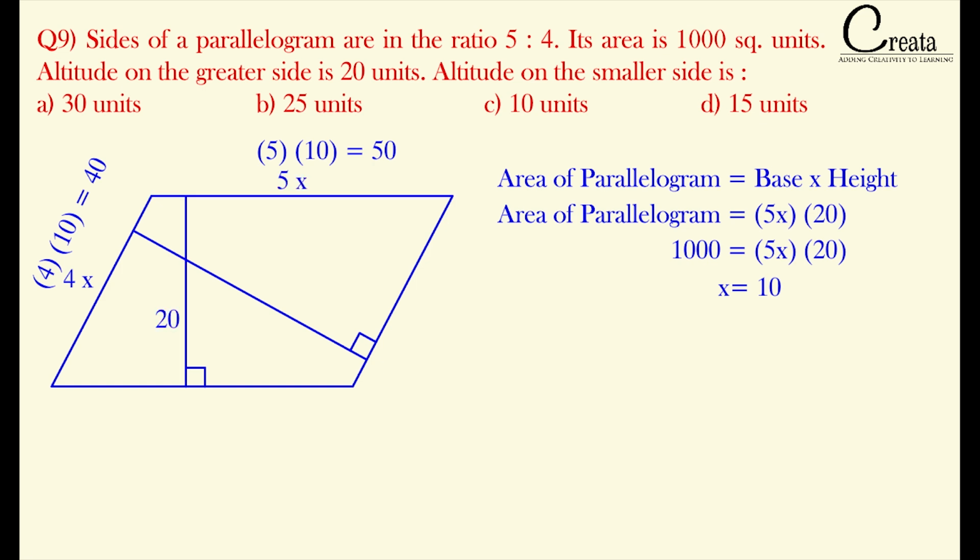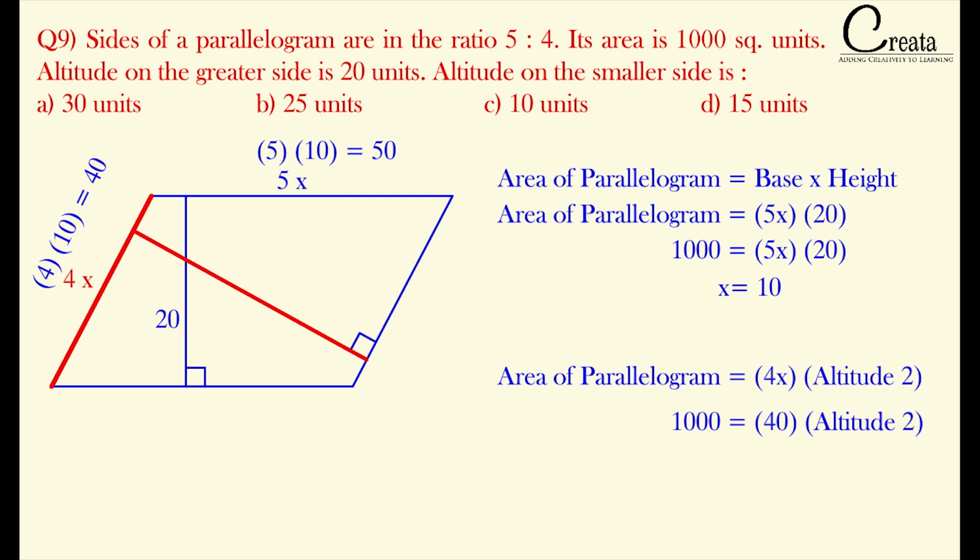Further, we have to calculate the altitude to the smaller side, that is this distance. We will apply the same formula, that is area of this parallelogram is equal to base into height, that is base into altitude. Here we will consider this side 4x as the base for this parallelogram, so this altitude will be applicable. That is, the area of the parallelogram will be equal to 4x into this altitude 2. And we know the area as 1000. On putting the value, we got the altitude 2 as 25 units. So we got our answer as 25 units.